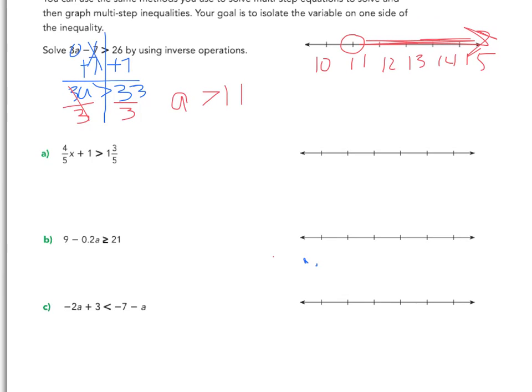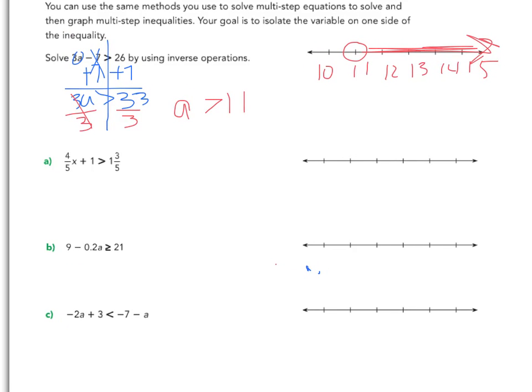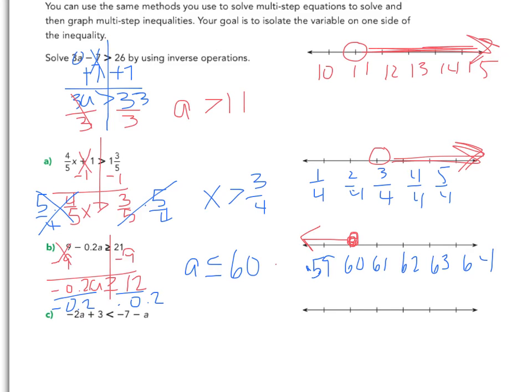Okay, so you guys go ahead and try A and B. Stop there after those and check them, and then I will go and do C with you because that one has variables on both sides. So I'm going to turn it off so you can try them on your own.